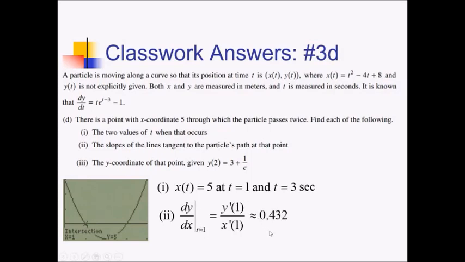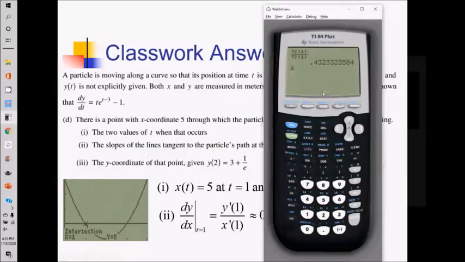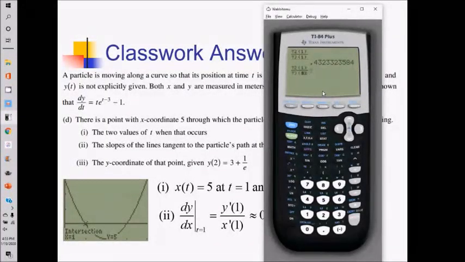All right, now I need to evaluate my derivative at time 3. So that's going to be y prime of 3 over x prime of 3. Back to the calculator. Now the good news is I can steal my input from before, and all I have to do is just change these 1s to 3s. So that's going to make my life a little bit easier. And then press enter. Comes out to exactly 1.